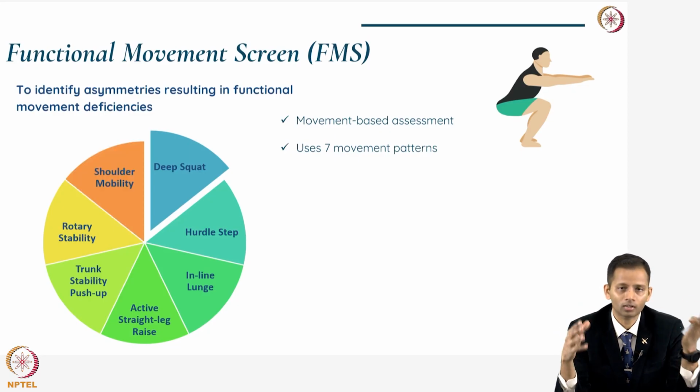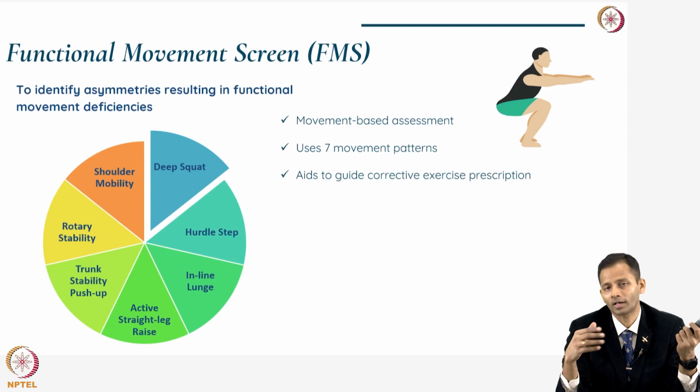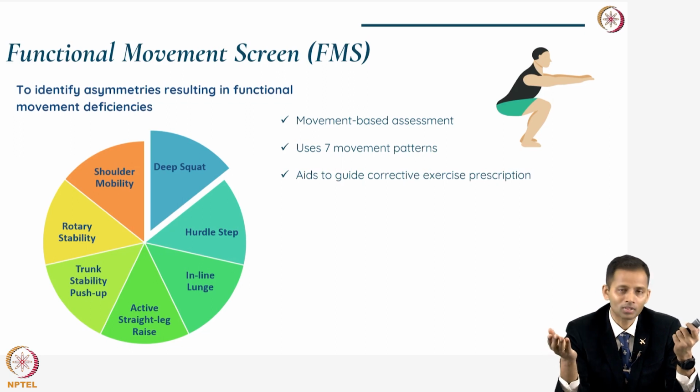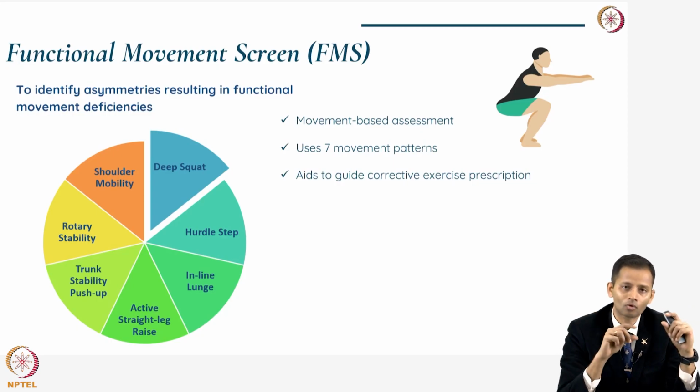So the entire range of joints are assessed in the body, and this aids in giving corrective exercise prescription as well. Each and every one of these 7 patterns is rated on a score of 1 to 3.